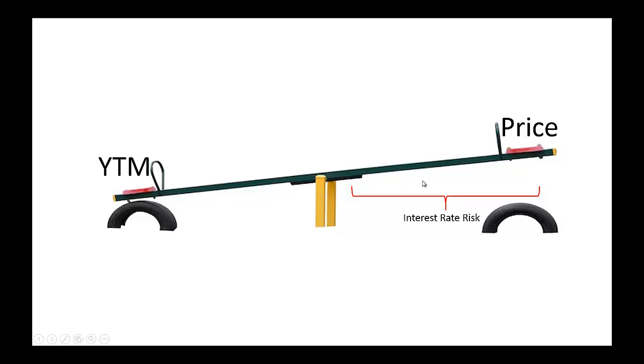And we have a measure for interest rate risk. It's called duration. And if you remember, what drives duration generally is time to maturity. So what we said yesterday is that a bond with a longer time to maturity is going to have bigger price swings.